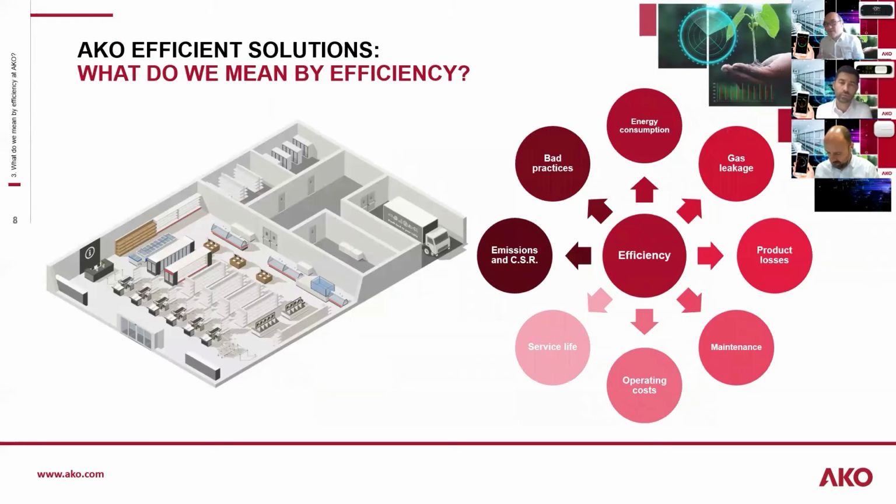So for AKO, what does efficiency mean? It's not only electrical consumption. As you can imagine, right now as we are talking, it is also reducing the gas leakage, taking care of the product to minimize product losses, reducing the maintenance costs and the operational costs. You can automate that task, which will be much better. Increase the service life of the installation, reduce the emissions, and of course contribute to a better image of the companies, and also try to put in place some controls to avoid bad practices.